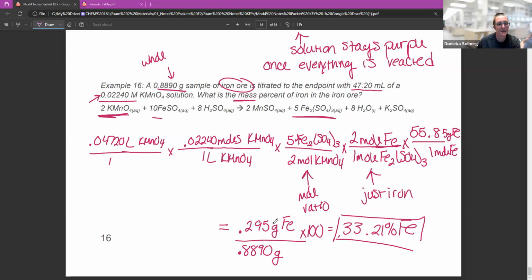And that is the amount of iron, just Fe, that reacted in the whole thing. So that's all the iron there was. So if I put that amount over the starting whole iron ore times 100, it gives me the percent of iron in the iron ore, 33.21% iron.